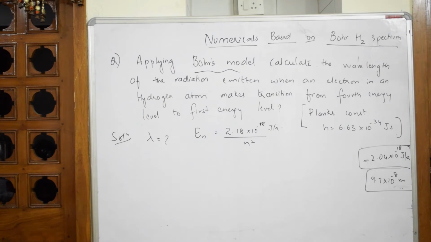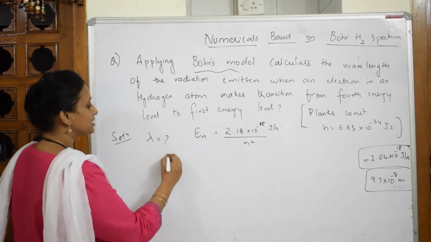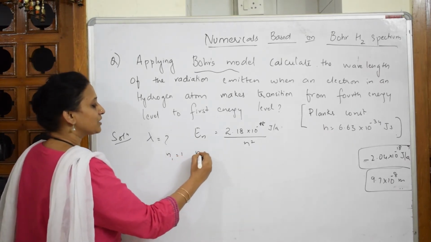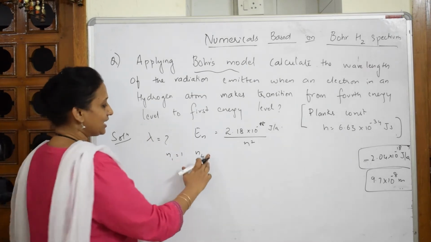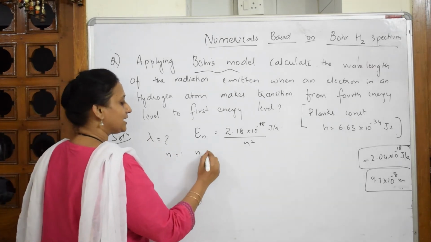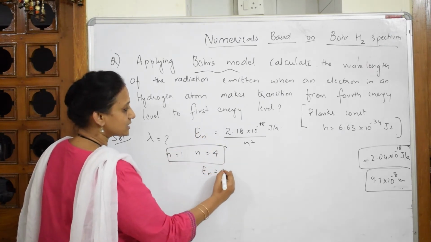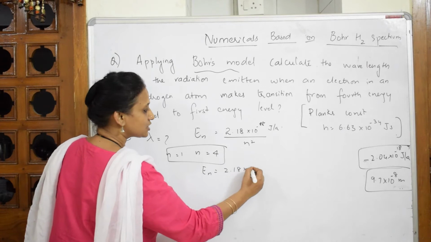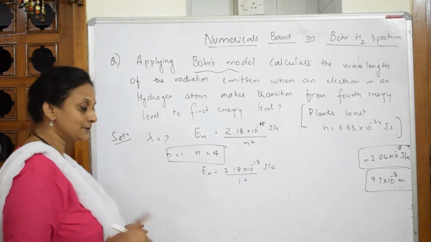Right. So they've given us two energy levels now. One is n1 equal to 1, and the other is n equal to 4. I need to substitute in this formula. So when you substitute, En is equal to 2.18 into 10 raised to the power of minus 18 joule per atom, by 1 square for the first one, fine.